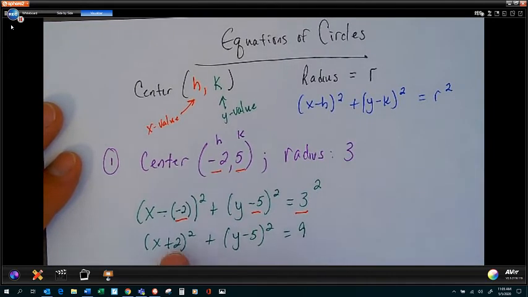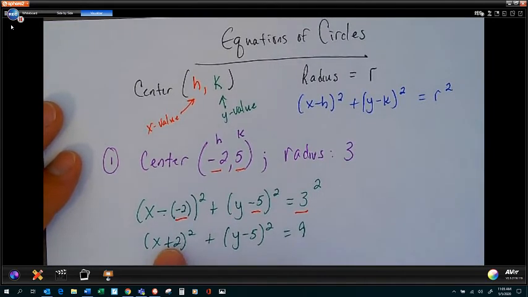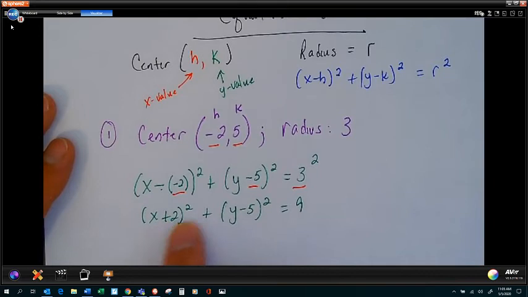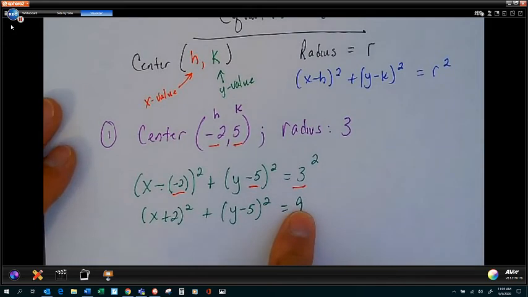And again, we know what the center is. It's going to be the opposite value of what we got in here. So it's (-2, 5), and we know our radius is the square root of the r squared over here, which is the square root of 9.